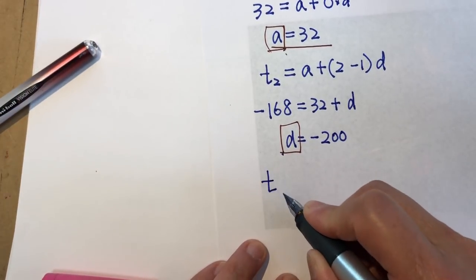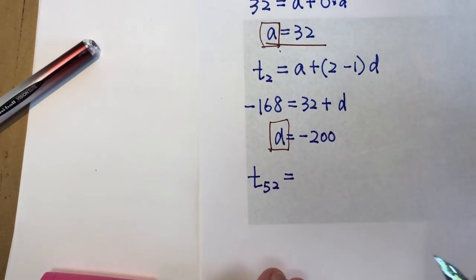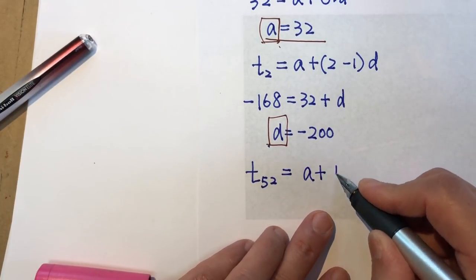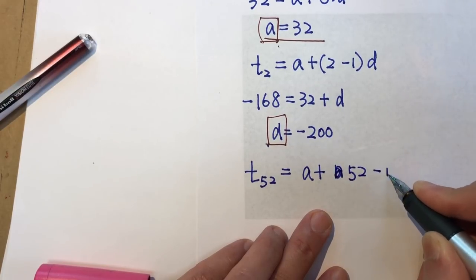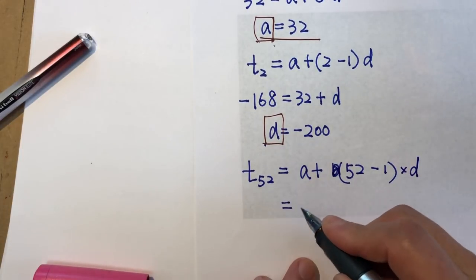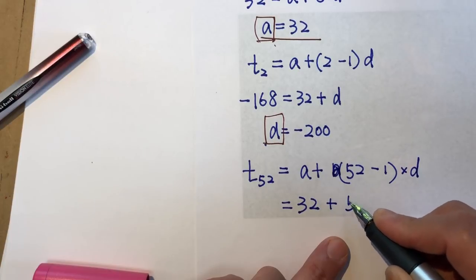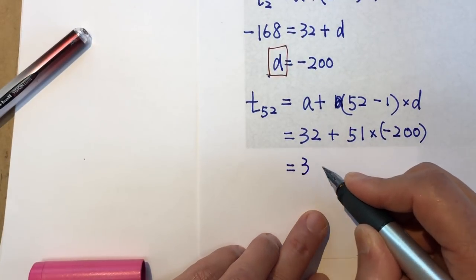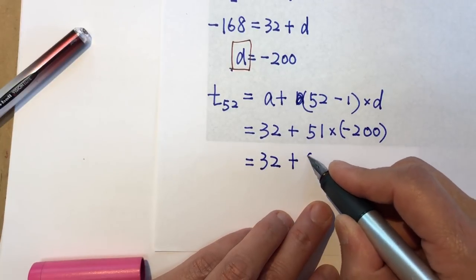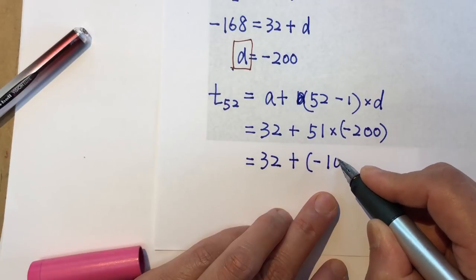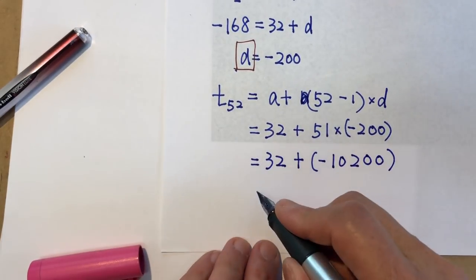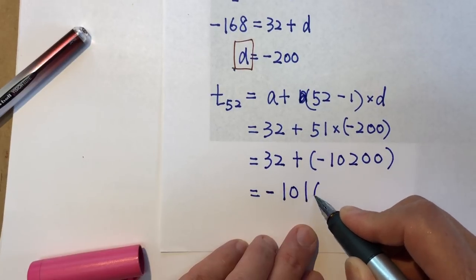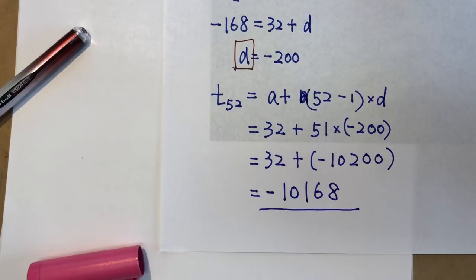Now term 52 becomes easy peasy lemon squeezy. Term 52 equals a plus 52 minus 1 times d. A is 32 plus 51 times negative 200. So it's 32 plus negative 10200. Negative and positive, so the result is negative 10168. So this is the answer.